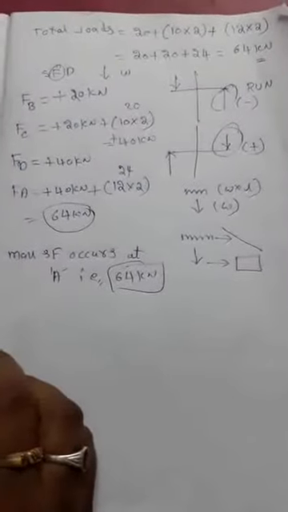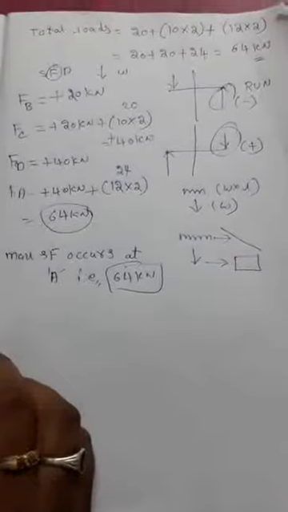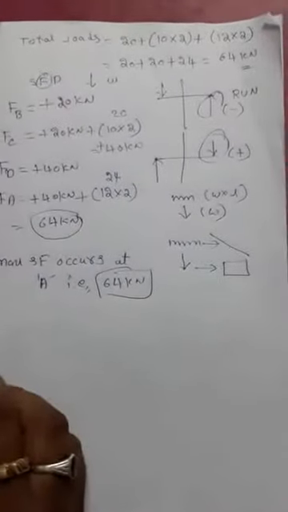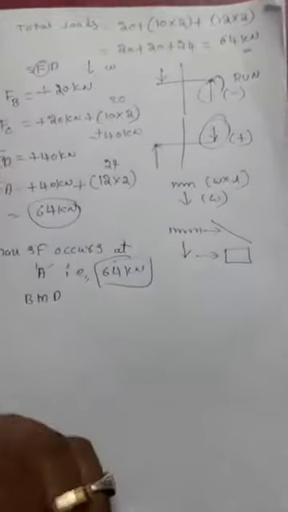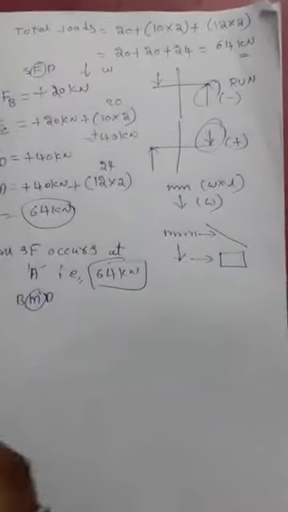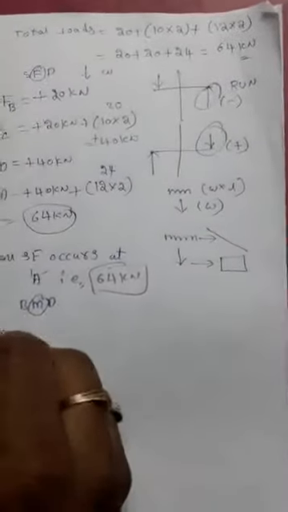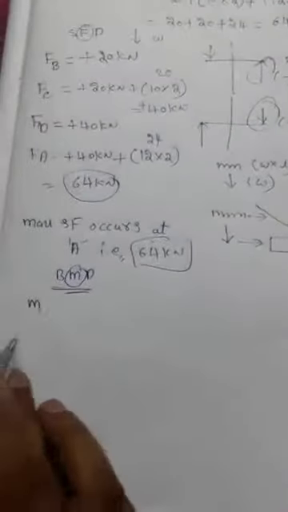We are going to find the BMD values, bending moment values, and the bending moment diagram. The heading is bending moment diagram, BMD. The denoted letter for bending moment is M.